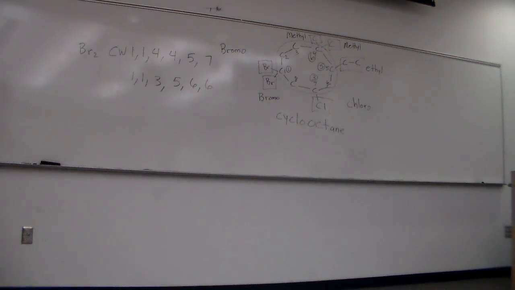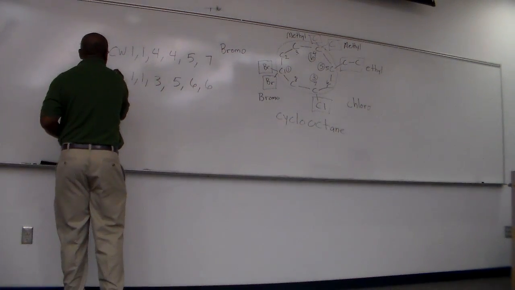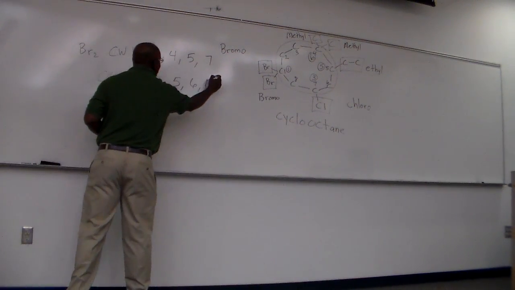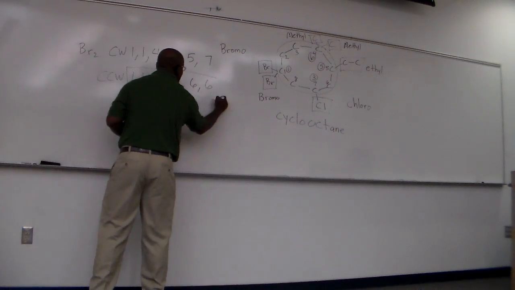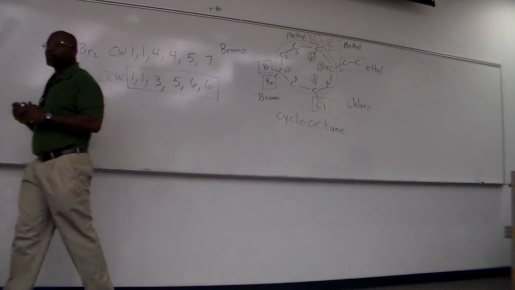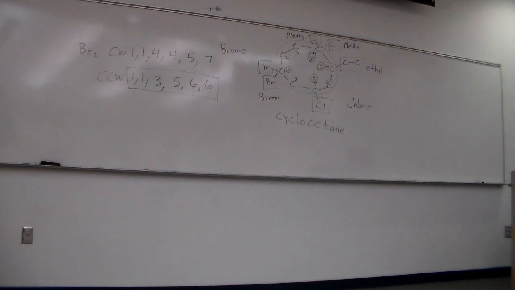Of my counterclockwise numbers, which number is the lowest number combination? 1, 1, 3, 5, 6, 6, counterclockwise. This represents the champion for the BR group arrangement, if I use the BR2 groups. But equally, I could have used the 2 methyl groups. So now I have to count based upon the 2 methyl groups.